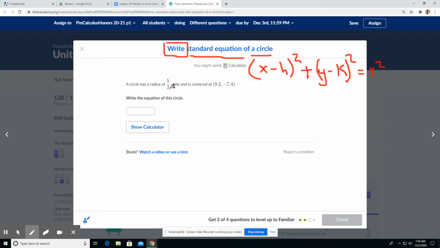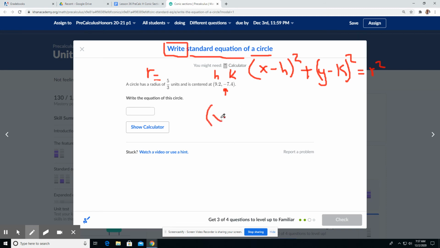All right. The circle has a radius of 5/3 and is centered at 9.2, negative 7.4. They're given everything we need. Radius, there's my r. And there's my h, and there's my k. And there's that negative that I was telling you about. So let's see how that plays out.